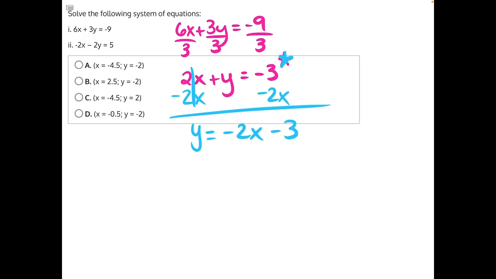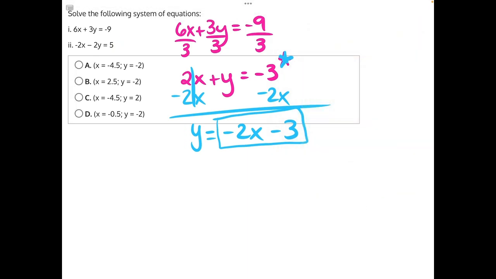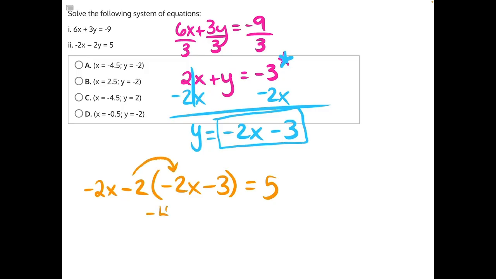And now we have something that we can substitute in. We have this is equivalent to y, so we can substitute that in to either of our equations. So I'm going to substitute that into equation 2. So we have a negative 2x minus 2 times y, which is negative 2x minus 3, and that is equal to 5. So now let's do distributive property. Negative 2 times a negative 2x will give us a negative 4x. Negative 2 times a negative 3 will give us a positive 6. Oh, and excuse me, negative 2 times negative 2 would give us a positive 4x.